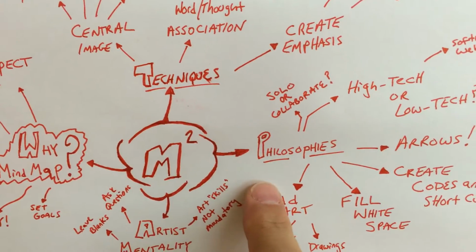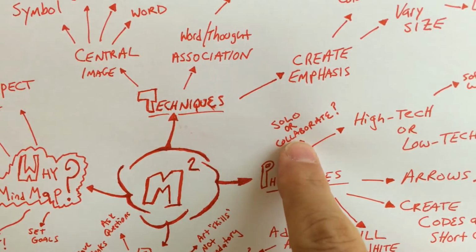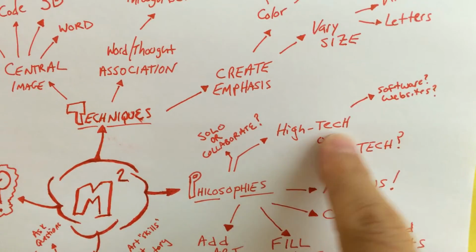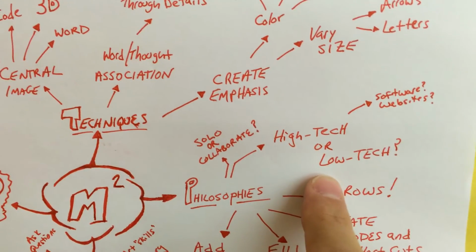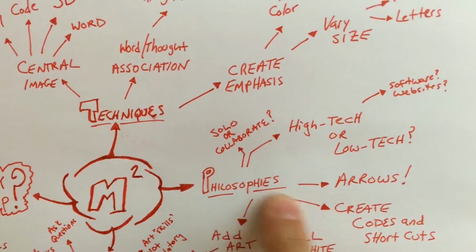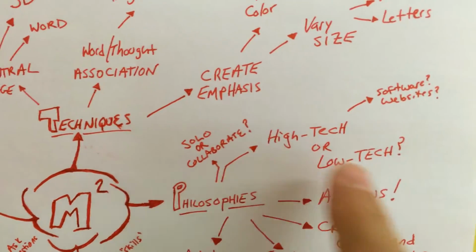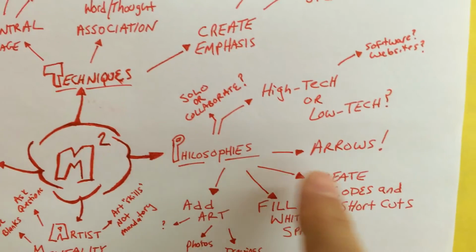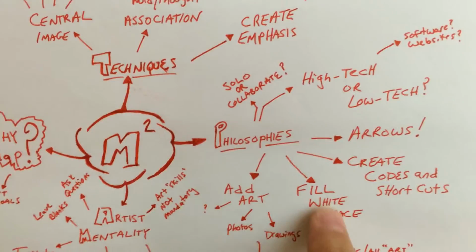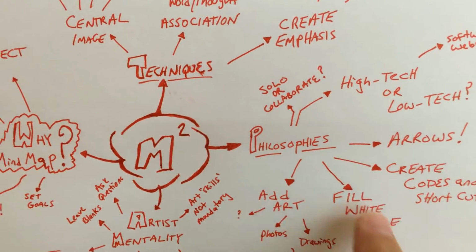The philosophies mind mappers need to think about are, am I going to work solo or am I going to collaborate with someone? Am I going to go high-tech and use software and websites, or low-tech and use pens, pencils, and magic markers? A key philosophy is to draw arrows, because the arrow indicates the direction of thoughts. Create codes and shortcuts to show how your mind is working. Fill the white space. I encourage my students to shade out all the white space.